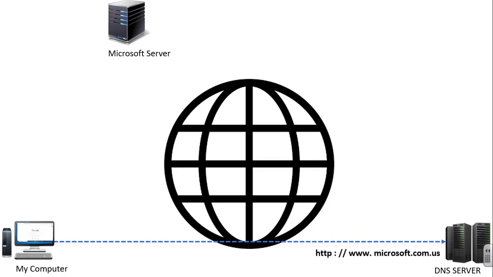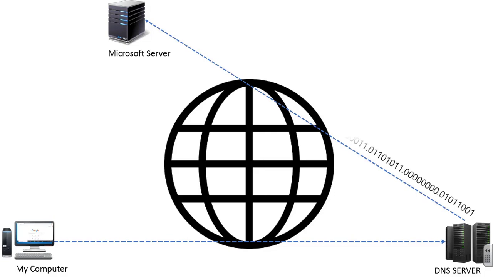The DNS server has a particular domain name, that is http://www.microsoft.com.us. Now the DNS server will convert it into a 32-bit long binary, which is nothing but an IP address. My browser gets this IP address and takes this particular 32-bit long address to the Microsoft server, and the browser reaches the Microsoft server.